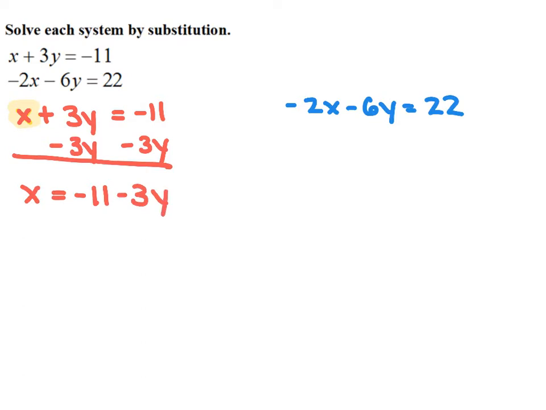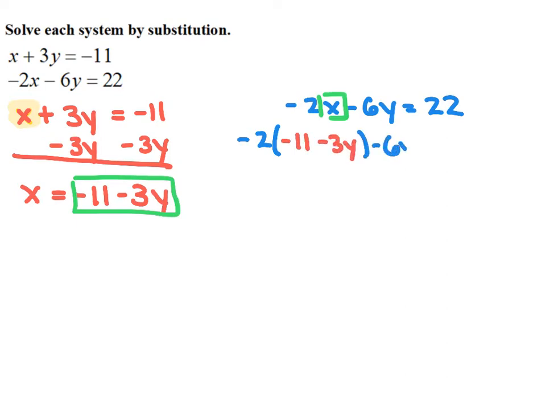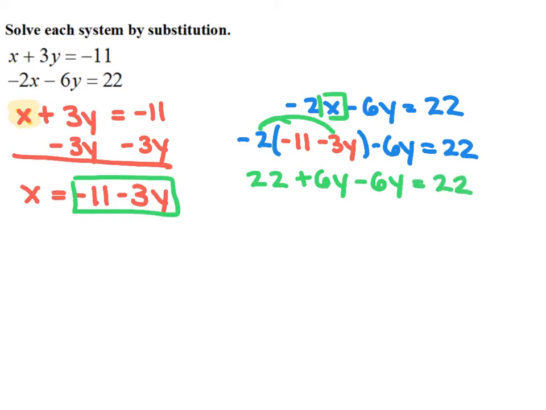And since the x is already by itself, I can take this entire expression and plug it in for x in the other equation. So you'll have negative 2 times negative 11 minus 3y minus 6y equals 22. Now to solve, you have to first distribute. So you'll get 22 plus 6y minus 6y equals 22. Then if you combine like terms, you'll get 22 plus 0y equals 22. Now that 0y can really be just written as if nothing's there. So it really means 22 equals 22.